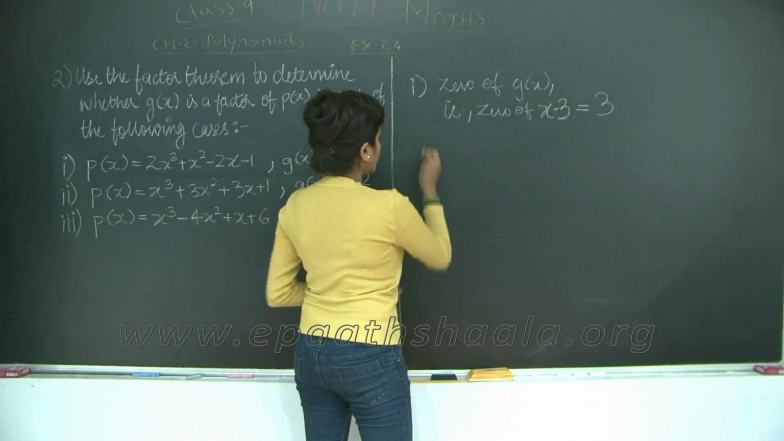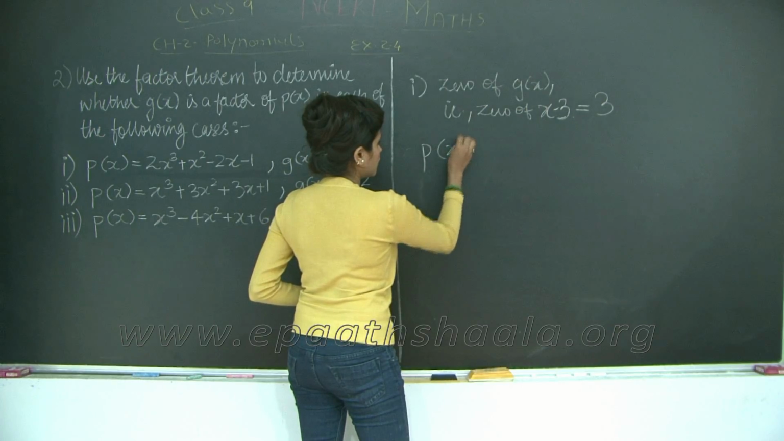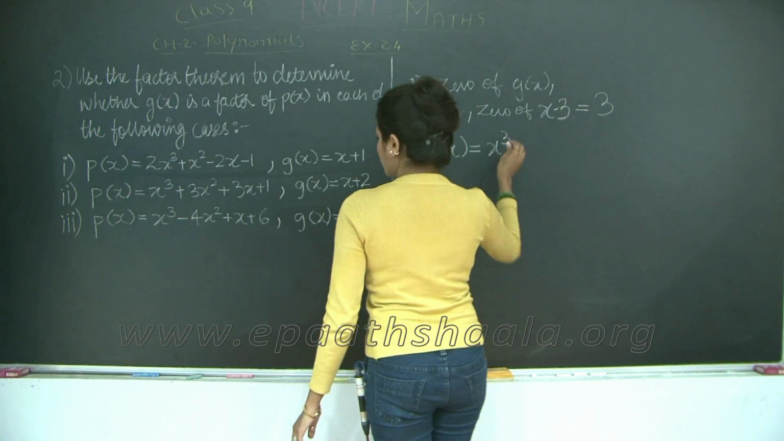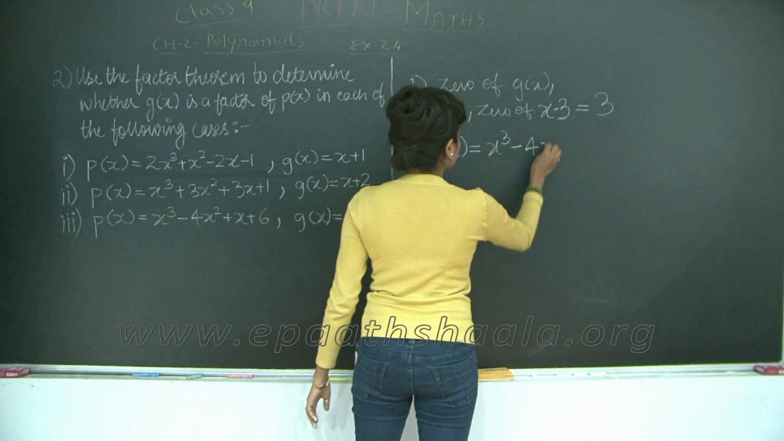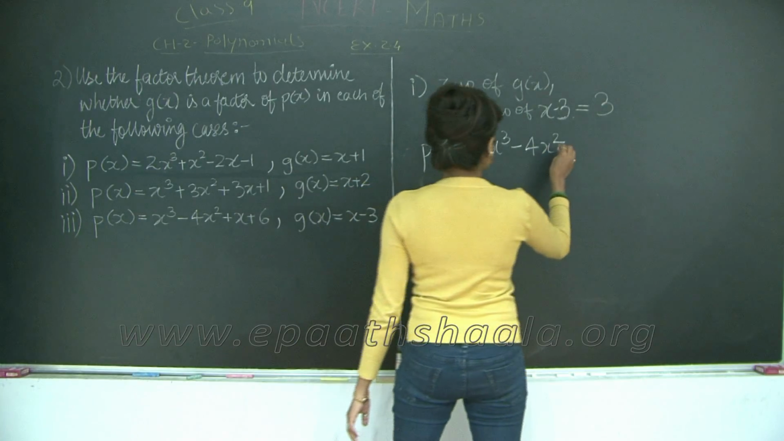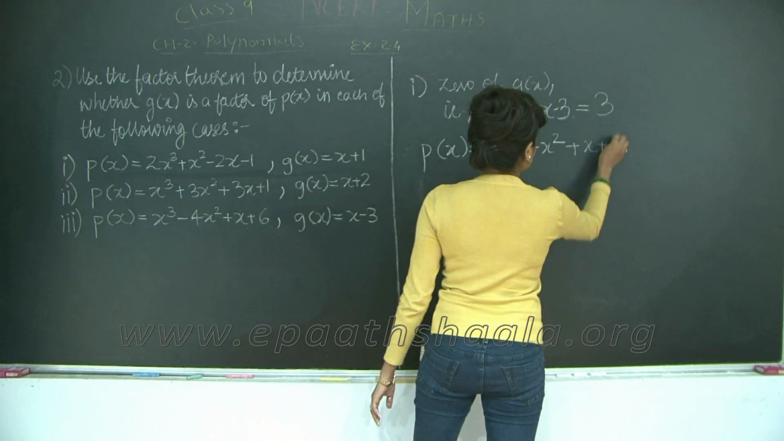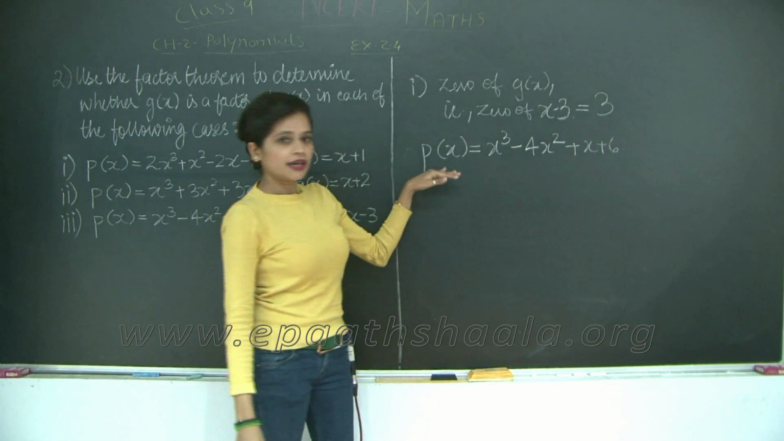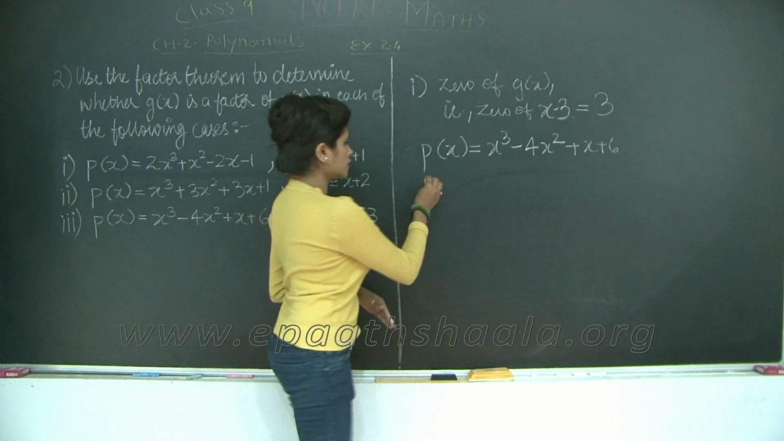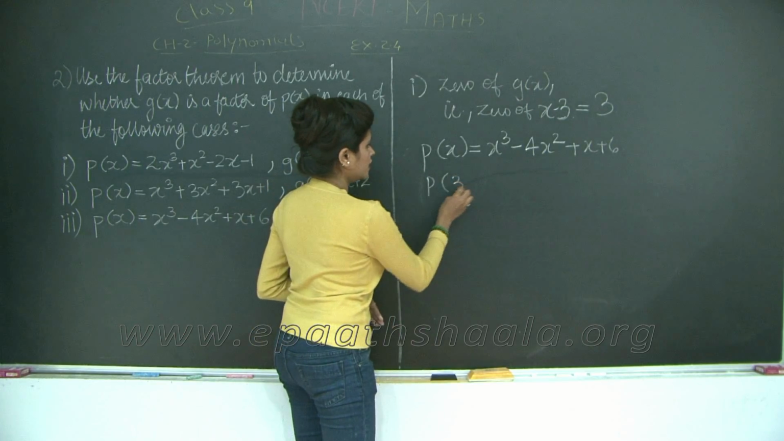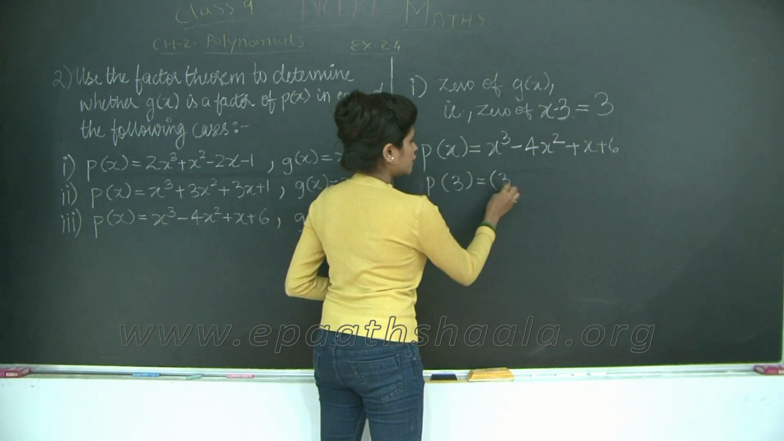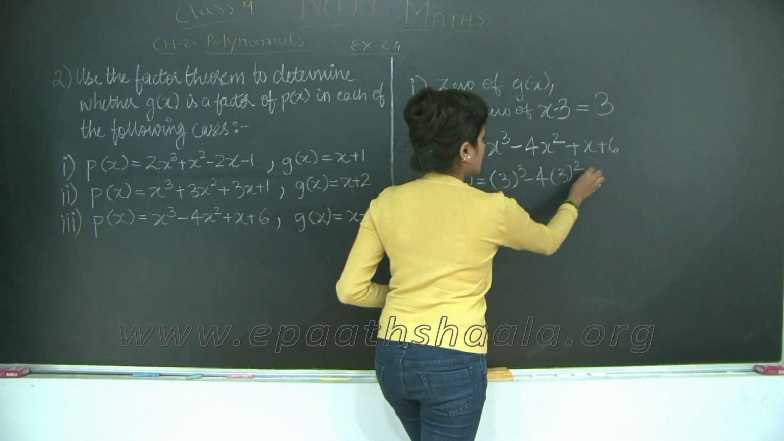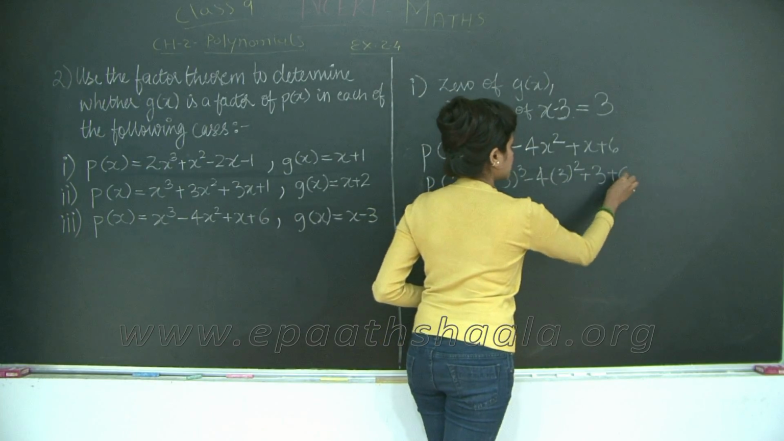I have my polynomial Px. Px is x cube minus 4x square plus x plus 6. I am going to go ahead and substitute x is equal to 3 in this polynomial. Alright. So, P of 3 is going to give me 3 cube minus 4 into 3 square plus 3 plus 6. Right?